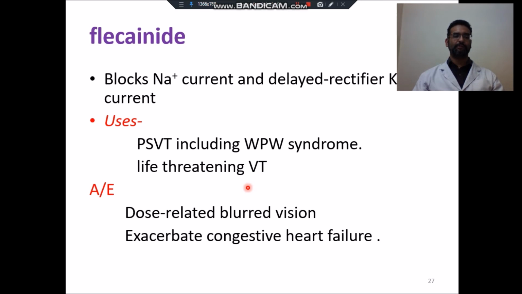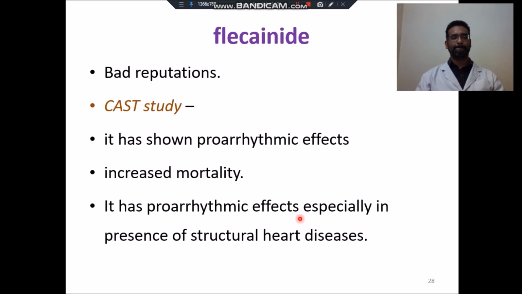Side effects: flecainide causes dose-related blurred vision and may exacerbate congestive heart failure. Now there are certain more complications of flecainide. It has been shown that flecainide causes pro-arrhythmic effects, just like quinidine. One thing you understand is that most of the anti-arrhythmic drugs will themselves cause arrhythmia. At the end of this chapter, I will tell you what are the drugs which can cause arrhythmia. They are called arrhythmogenic drugs. Because of this, flecainide has an increased mortality rate. It has pro-arrhythmic effects, especially in the presence of structural heart disease. Meaning if there is any mitral valve prolapse or AV septal defect, in such cases, flecainide can cause arrhythmias.